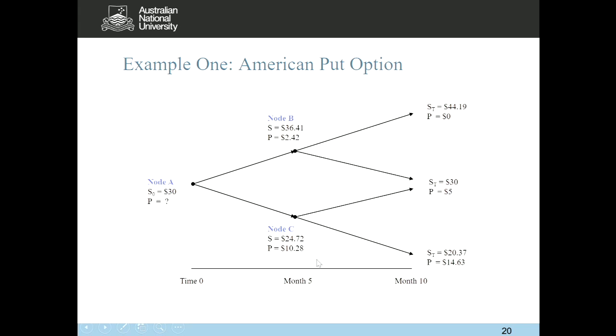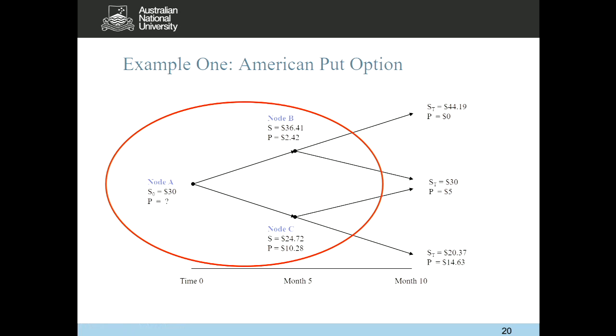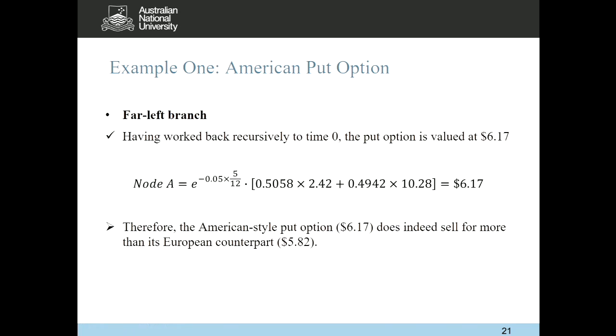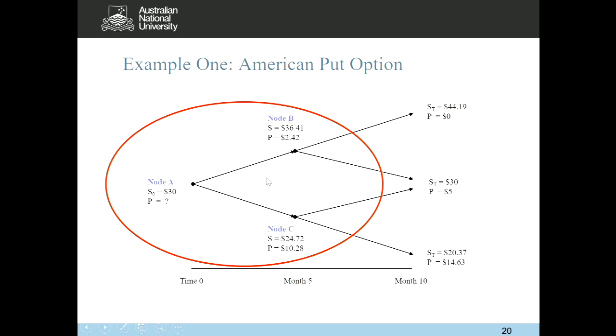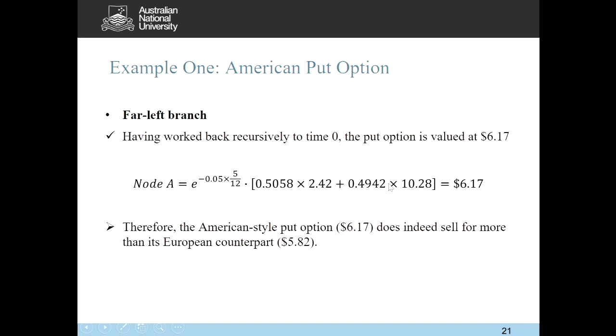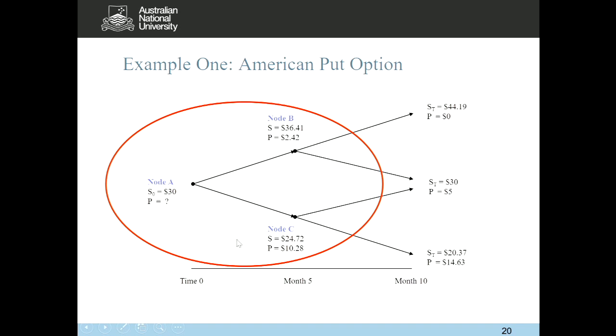Then the final step is to actually discount back to node A. Right, so we know the probability of going up. If you go up, we have a value of $2.42. That's the value we discounted back, right? And if the share price goes down, then our put option has a value of $10.28. $10.28 represents exercising the put in node C immediately, all right?